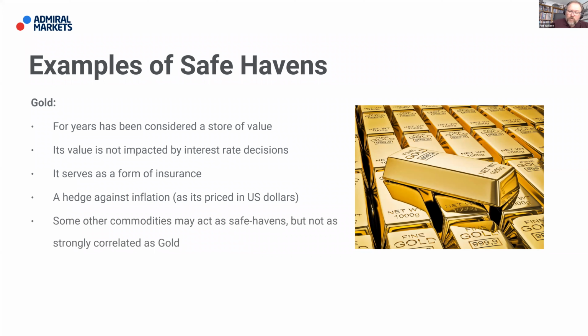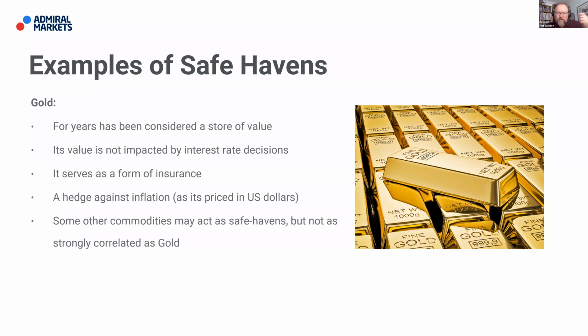And I can say that some of the commodities may act as safe havens, but they're not as strongly correlated as gold. Not only is there a fundamental and a technical reason for using gold, but there's almost an emotional, psychological requirement or desire to purchase gold when people feel that there is turbulence, market volatility, etc.